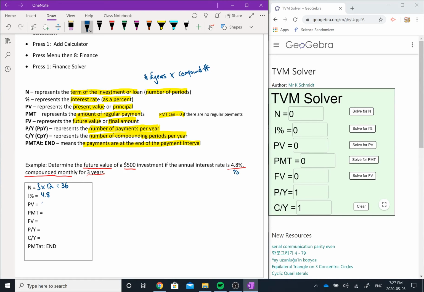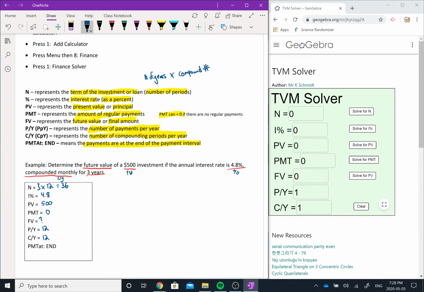The PV is 500. That's how much we're starting with. The PMT, we're not making any regular payments, so we're just going to leave it at 0. The FV, we don't know. The CY, we do know, because it's monthly, so that means 12. And the PY is just going to be the same, so it's going to be 12 as well.